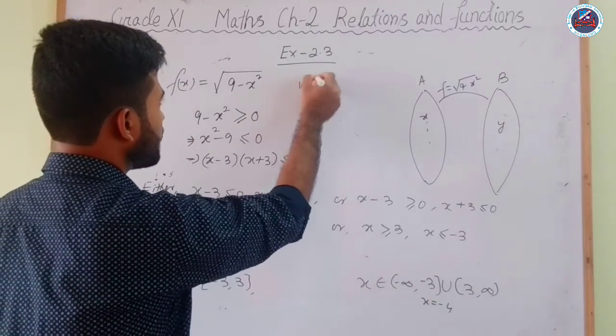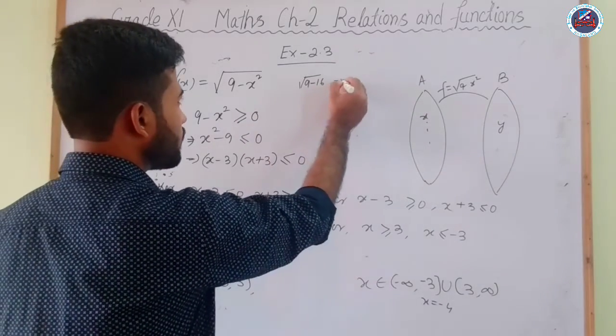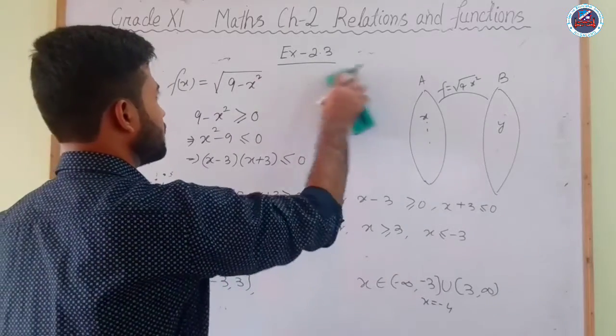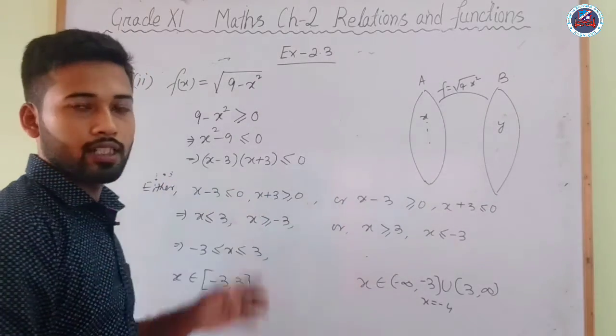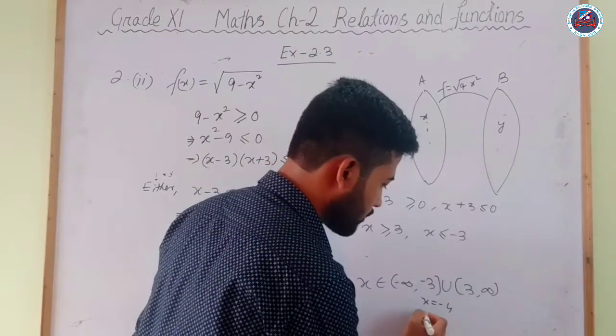We shall have root over 9 minus 16, isn't it? And that will be equal to a negative number. So the property that we are dealing with, real valued functions, will not exist. That means we cannot take x equal to 4.